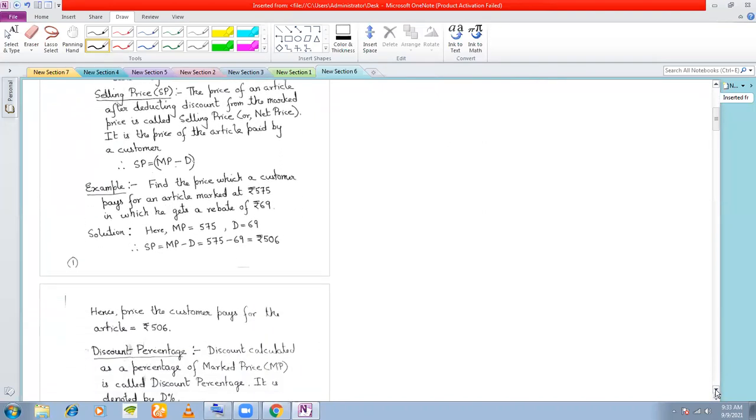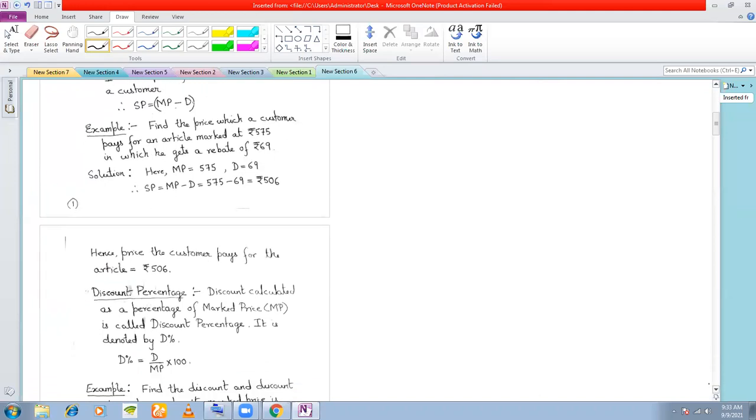Just one example to clarify, and then we will do the remaining later. Find the price which a customer pays for an article marked at 575. The customer goes to the shop and finds the label is 575. He tells the shopkeeper, I cannot buy it for 575, I don't have that much money. So the shopkeeper says, fine, I will give you a rebate of 69 rupees.